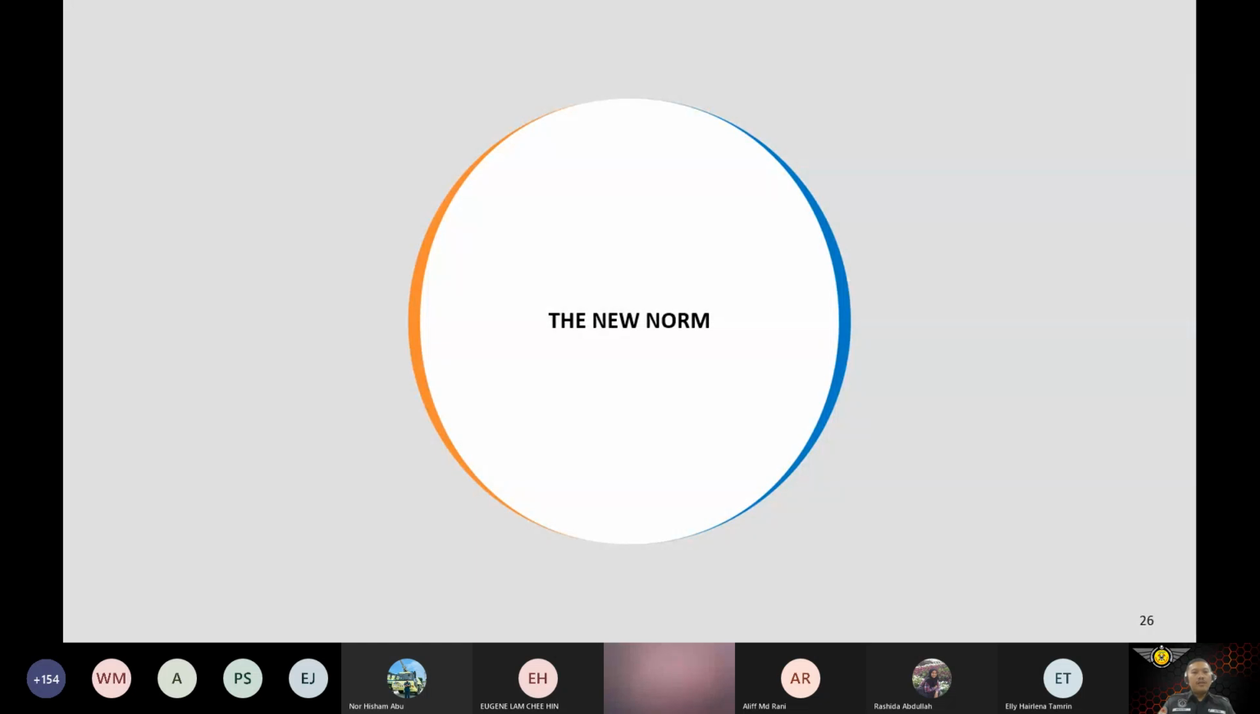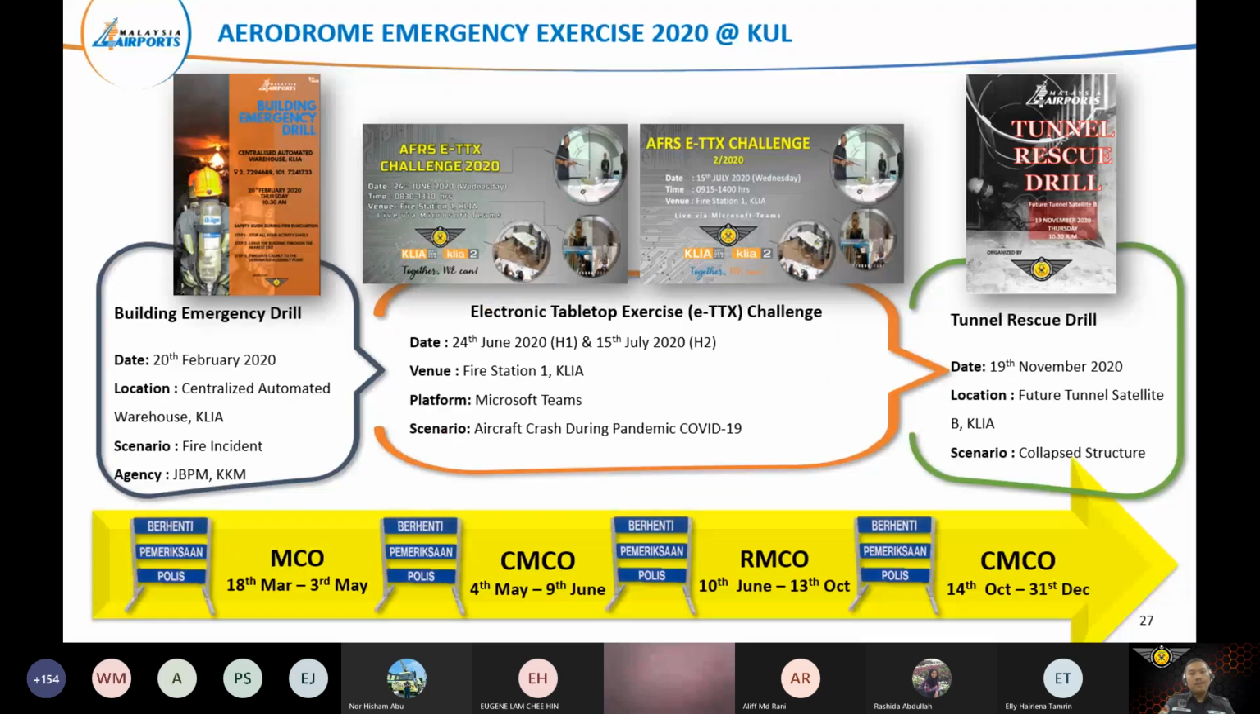So now we go to the climax of this session, the new norm, how we're adapting the emergency exercise to the new norm. Last year, despite a very challenging year, we had some exemption from the Civil Aviation Authority of Malaysia, because we were supposed to conduct a full-scale exercise last year, but since the situation was not really good, the Civil Aviation Authority agreed to carry forward.